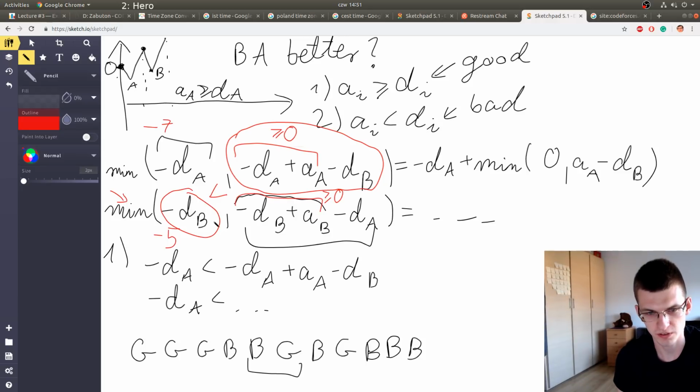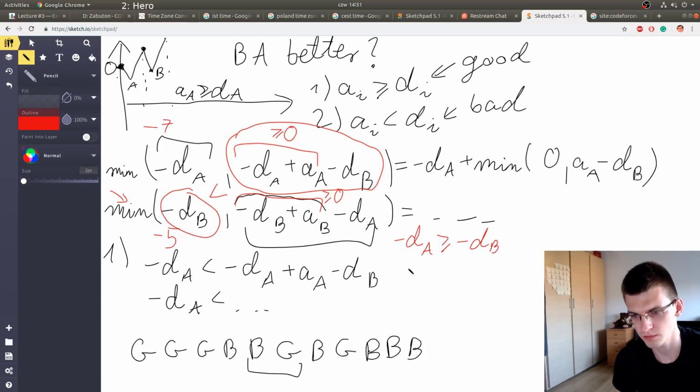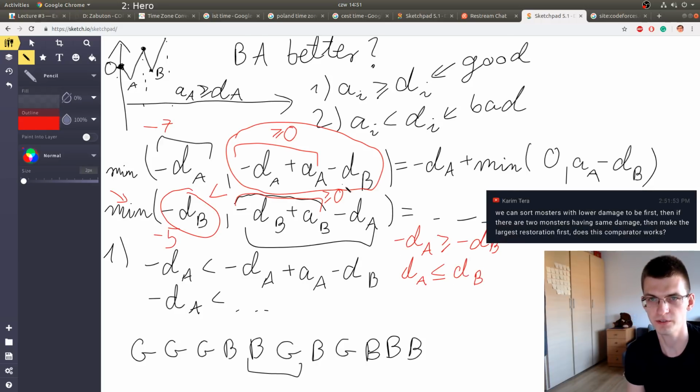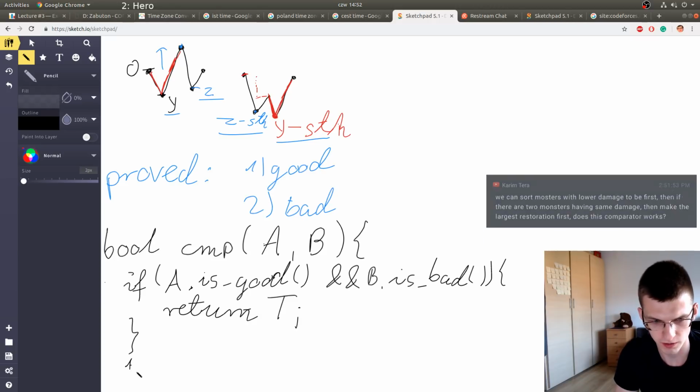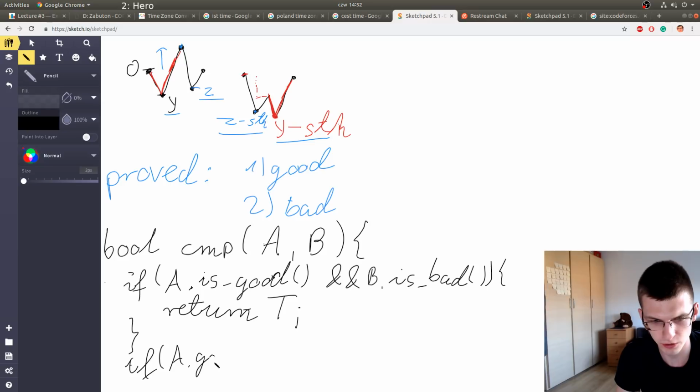So we should choose B first when minus dB is greater than minus dA. Actually, we want to know when A should be taken. So A should be taken first when minus dA is greater or equal minus dB. So dA must be smaller or equal dB. Then it's okay to take A first. And actually in the comparator, here we want to say, well, in particular, if A is good and B is good.